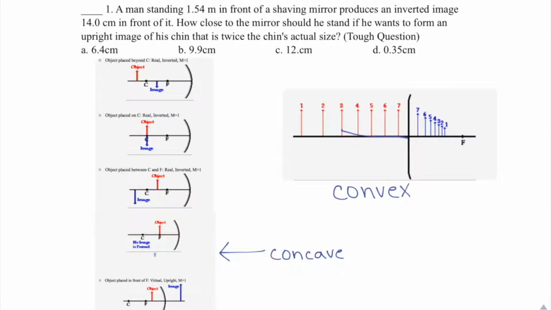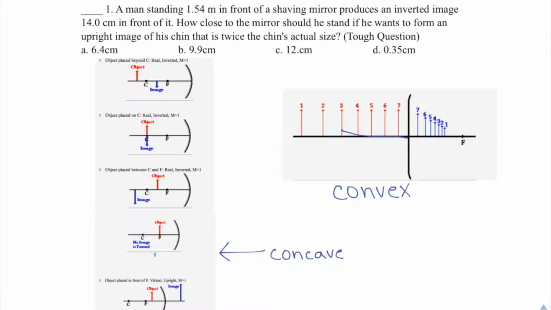We've got two scenarios given to us. One where the distance of the man and the distance of the image that he produces are both given, 1.54 meters, and then 14 centimeters in front of it. And then in the second scenario, we're being asked to determine the distance of the object, or the distance of the man, if he were to want to form an upright image of a chin that is twice the chin's actual size.